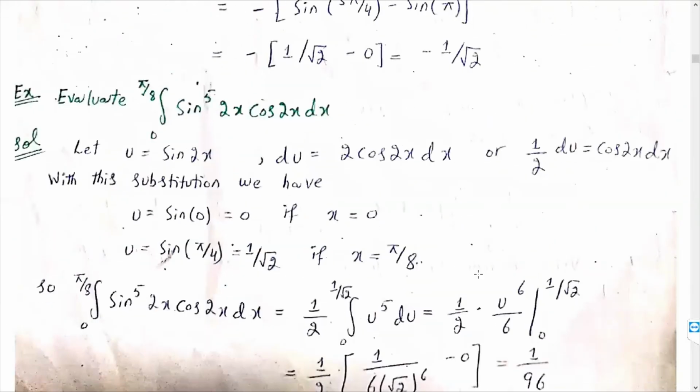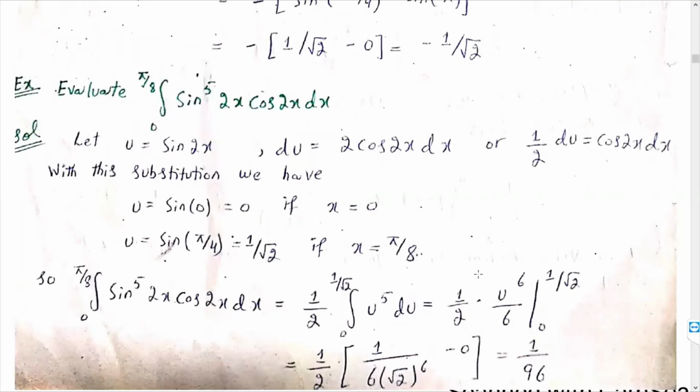This example is the same as the previous one. Evaluate the integral from 0 to pi by 8 of sine to the power 5 of 2x times cos 2x dx. Now I select u equals sine 2x. Taking the derivative of sine 2x, I get 2 cos 2x dx. Cos 2x dx is part of the integrand. I'll move the extra terms to the left side, so the left side becomes 1 by 2 du, and the right side is cos 2x dx. Now changing the limits of integration, substitute x equals 0 in this expression. Sine of 0 is 0, so if x is 0, u is also 0.